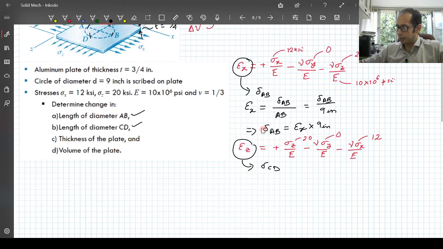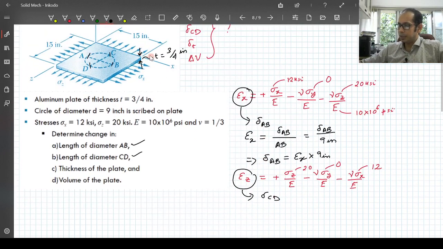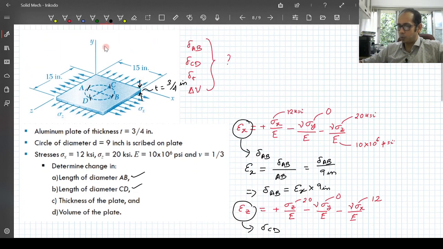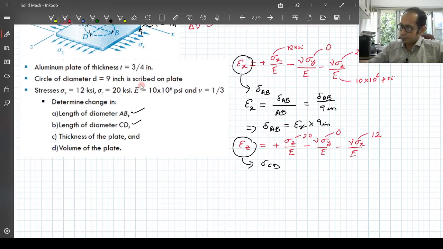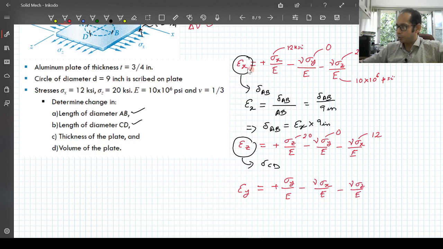So remember, this thickness can be easily expressed. This thickness is about this y direction over here. So I have to find my epsilon y, right? Epsilon y in this case is again going to be sigma y divided by E minus nu sigma x divided by E minus nu sigma z divided by E, where here I have no stress about this y direction. So this is 0, and the others you have 12 and 20.